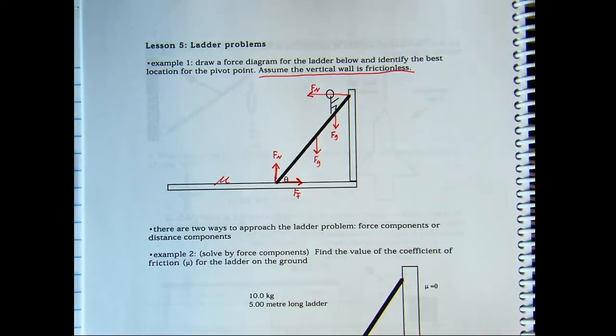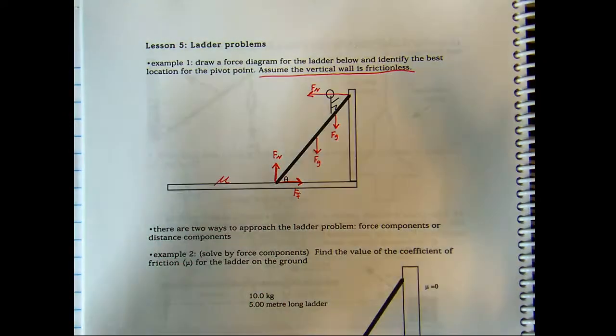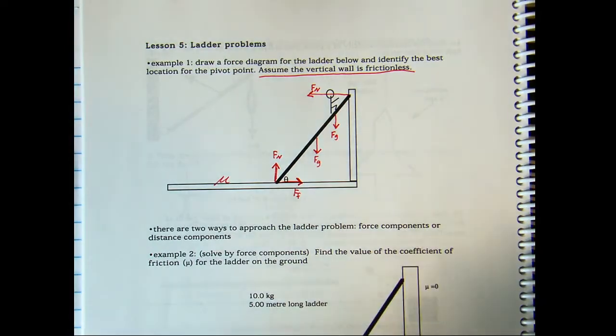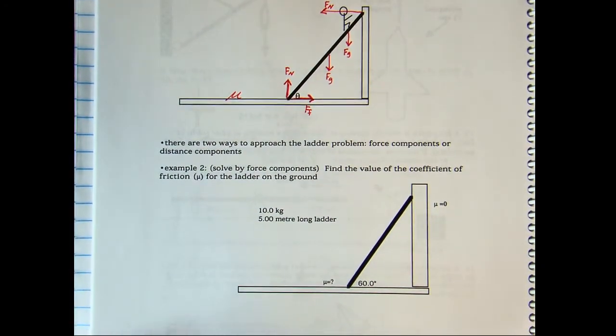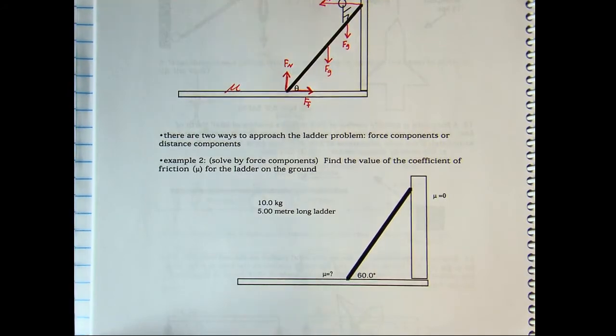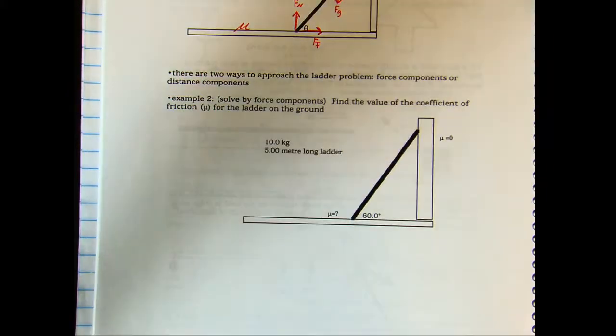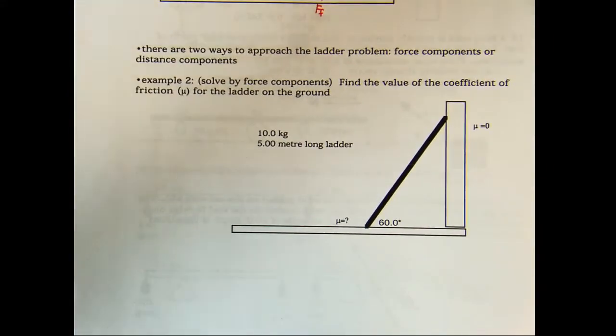On the simple ladder problem, these are the forces that we've got here. Obviously, things could change. We could put multiple things at different points on the ladder. We could add friction to the wall. But in general, this is the way ladder problems are going to look. So let's take a look here and see if we can find the coefficient of friction for this particular problem.